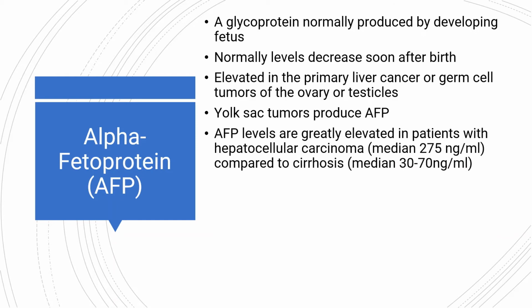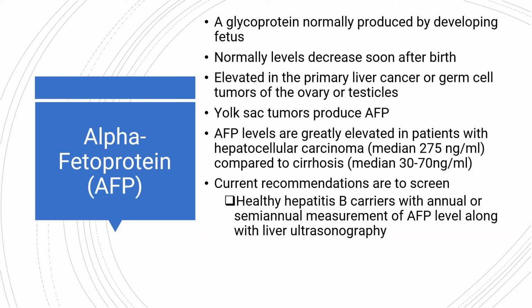Alpha-fetoprotein levels are greatly elevated in hepatocellular carcinoma, the median level is around 275 nanogram per ml. But even in cirrhosis it is elevated, but the median levels are between 30 to 70 nanogram per ml. So in hepatocellular carcinoma, it is greatly elevated.